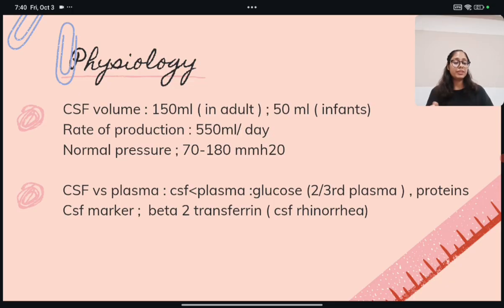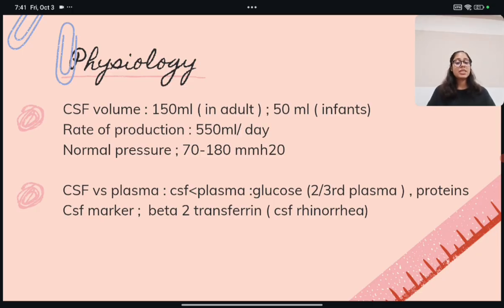When we do a lumbar puncture, we put a needle in the subarachnoid space, and we can count the number of drops in 1 minute. If the number of drops in 1 minute is more than about 6 to 10, then it can indicate an increase in the pressure of CSF.